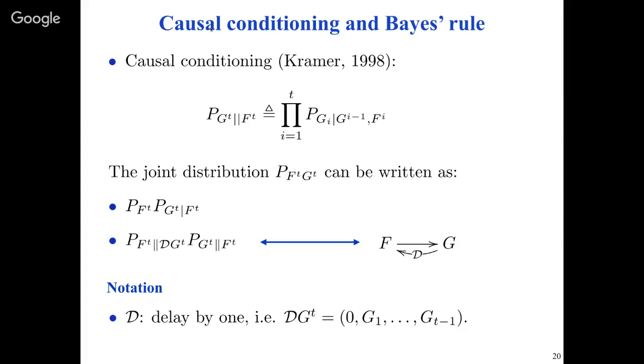Any joint distribution can be decomposed in this way, which we can think of as the causal Bayes rule. And then there is a pictorial representation. And so you can think of this as two links, right? So the forward link from f to g, which gives you the causally conditioned kernel of g causally conditioned on f. And then there is this feedback link, which happens with delay 1, that represents how the past of g affects f. Okay, so D here is always going to be denoting delay by 1 in this talk.